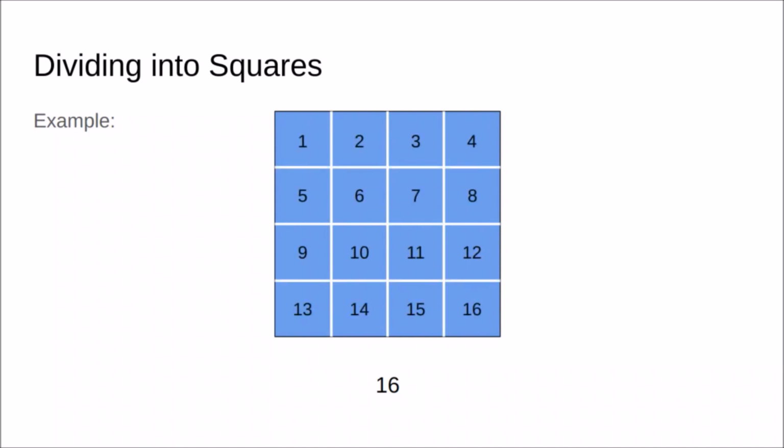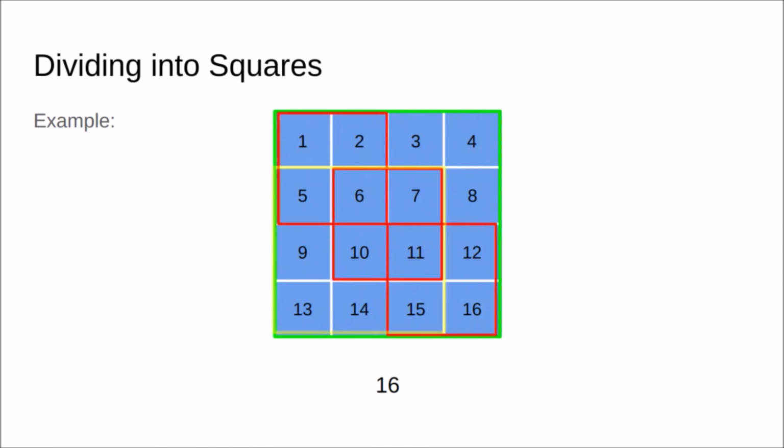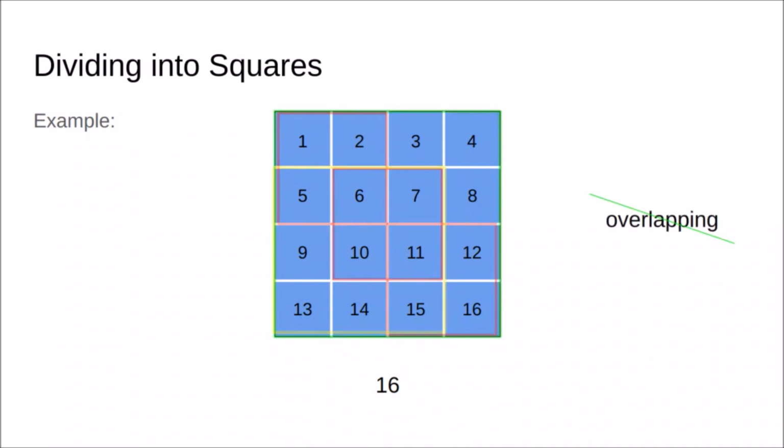I want to be clear about something else as well. We talk about, what about this square here in green? Or these squares, would they count? And we say no, that overlapping is not something that we can do. So the only answer for this would be 16. It is only 16 squares.